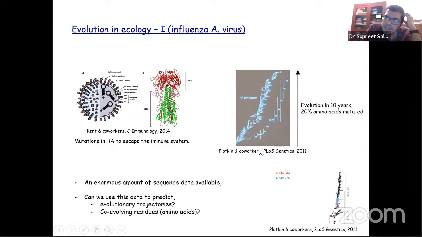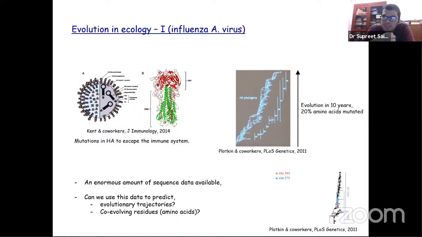In this 10-year period, there are a couple of things that stand out. One is that a lot of evolution has taken place. In fact, 20% of all amino acids in this protein have mutated in this decade, which means that the pressure on the protein to change and evolve into something that is not immediately recognized by our immune system is actually huge. All this data is available, and it is available for a large number of pathogens.